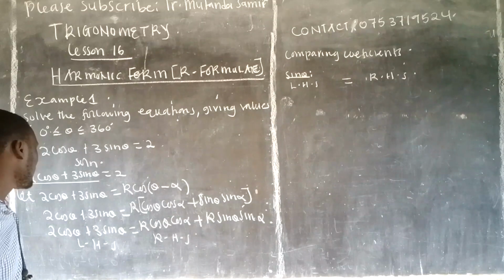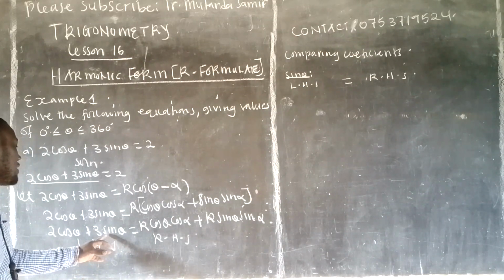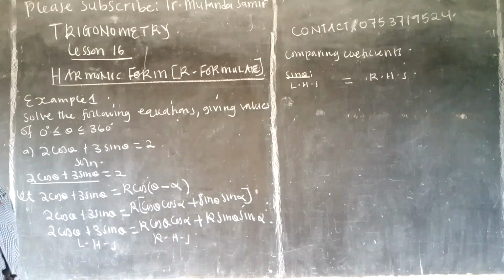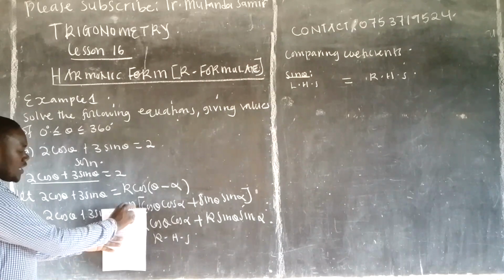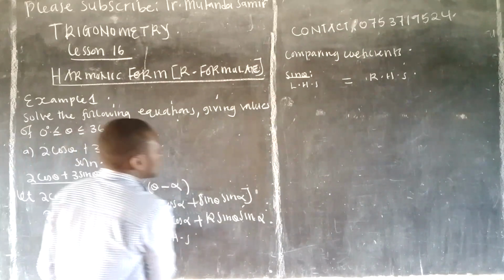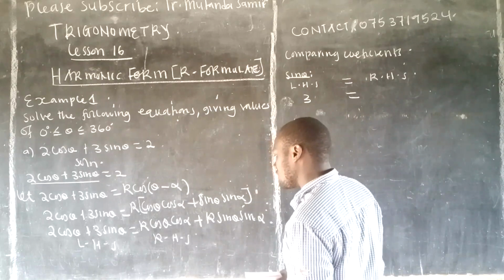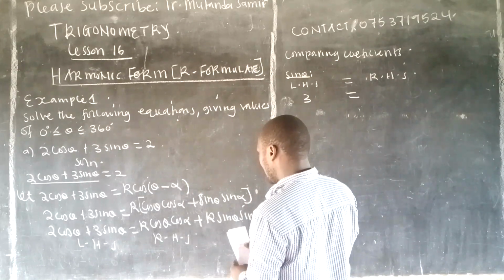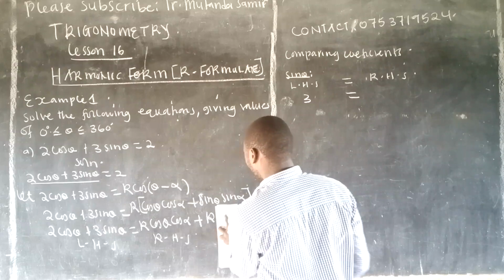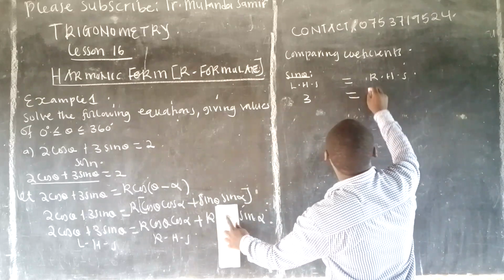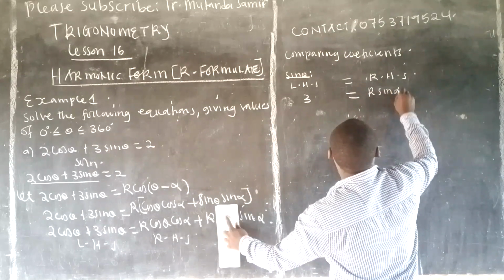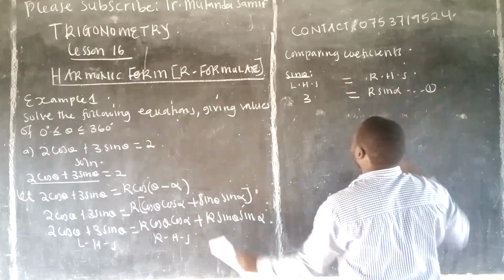Now what's the coefficient of sine theta on the left hand side? The coefficient of sine theta is 3. What you mean by coefficient is you cover off that sine theta, and the value which remains there is 3. So on the left you have 3, and it's equal to, on the right, what is the coefficient of sine theta? Cover off sine theta. What are you seeing there? R sine alpha. So 3 equals R sine alpha, and that is equation 1.